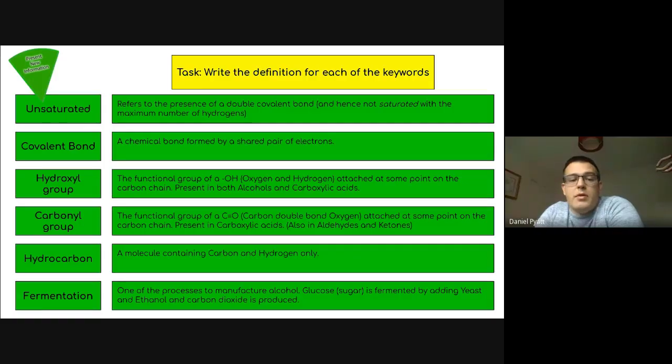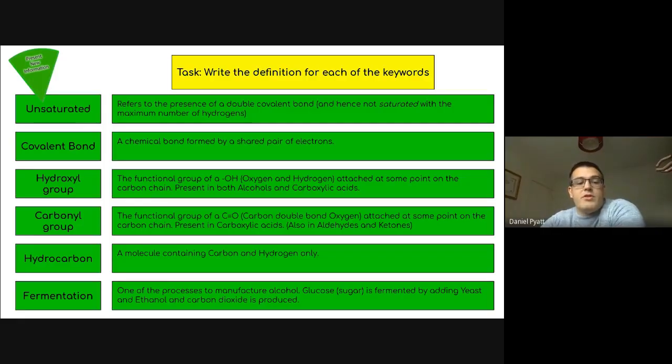The carbonyl group is a C double bond O, so it's a carbon with a double bond towards the oxygen, and we have seen that so far in carboxylic acids. Okay, I'm going to point out those two things in a little bit more detail in a bit. We also would see those in aldehydes and ketones as a different kind of molecule.